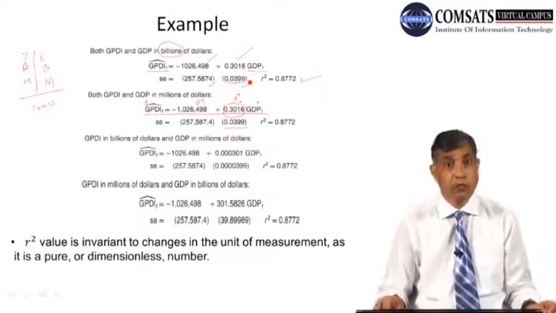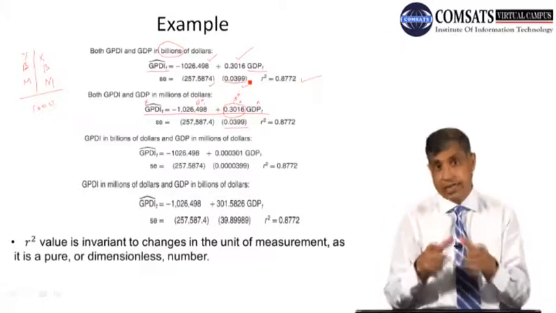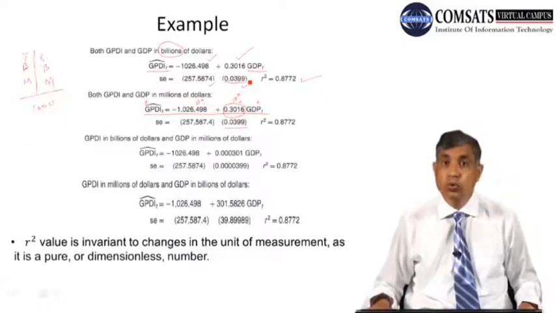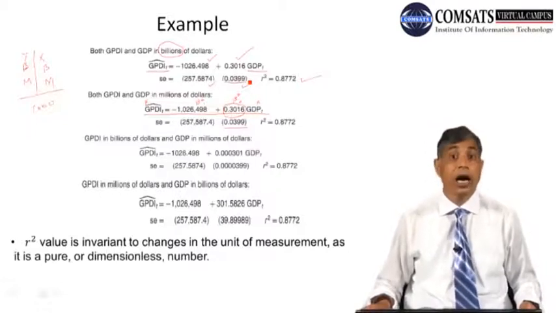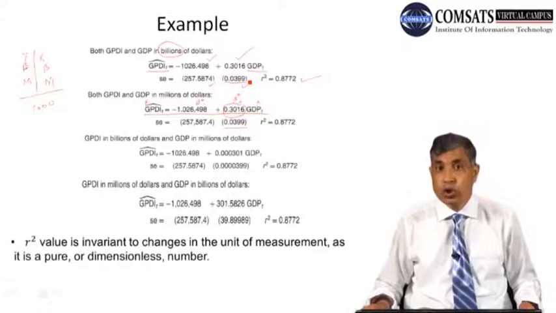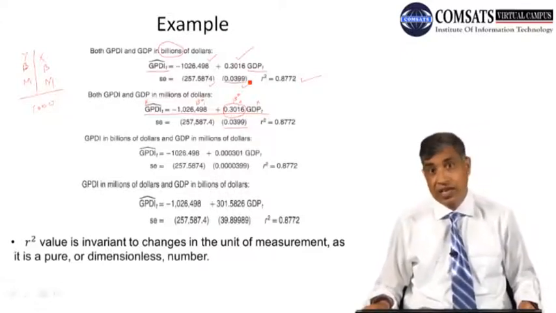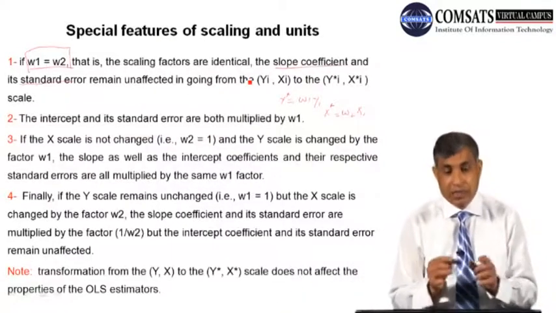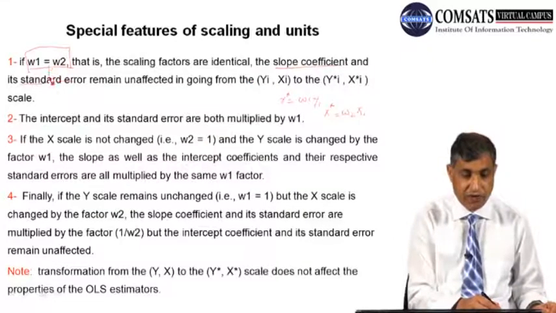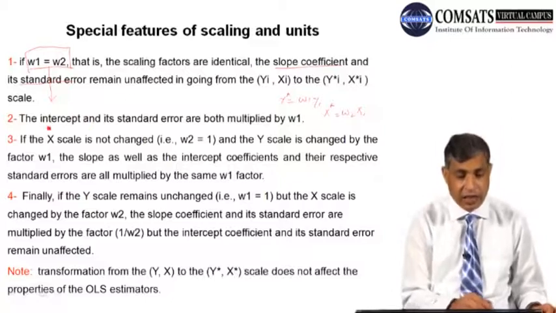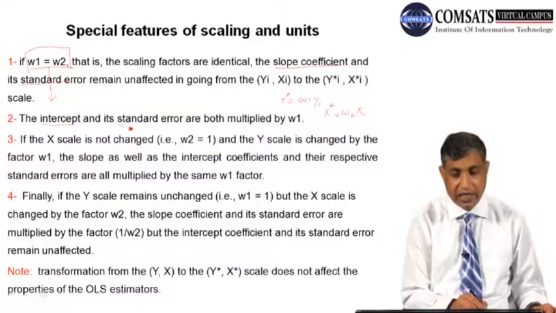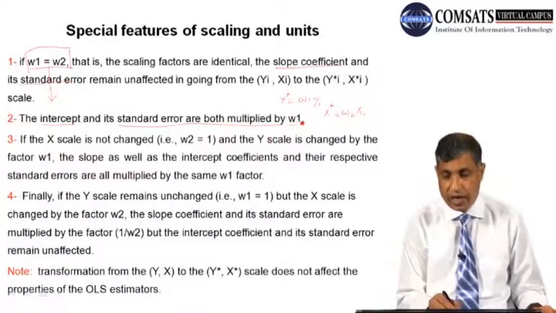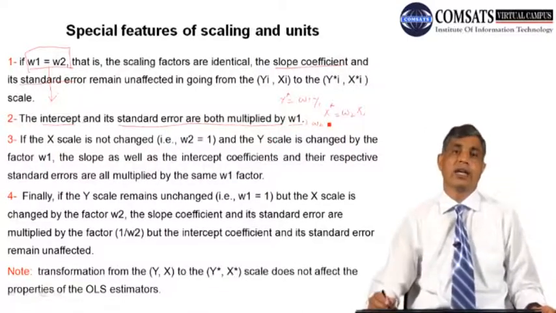So what was our first claim? We said that if the two multiplying factors, the W's, are identical, then there will be no change in the slope coefficient as well as its standard error. Now we go to the second claim. In the same situation, the intercept, that is beta 1 hat, and its standard error are both multiplied by W1. Now I can say it is W1 or W2, because W1 is equal to W2.